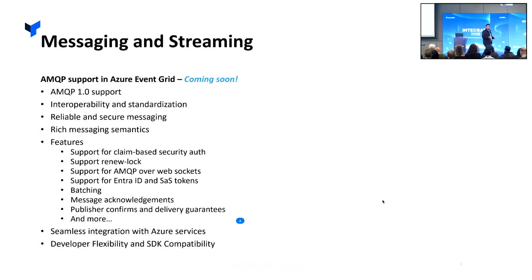Another area that I would like to share with you is that we are doing a lot of investments in the AMQP space. We are committed to bring AMQP soon to public preview, and we would like to announce this with AMQP 1.0. We want to have a standardization with the industry. We want to make reliable security, and we want to bring particular features for Event Grid. For example, we have claim-based security, we have renew lock, WebSocket support, Entra ID. This is kind of the feature that we will be announcing for AMQP.